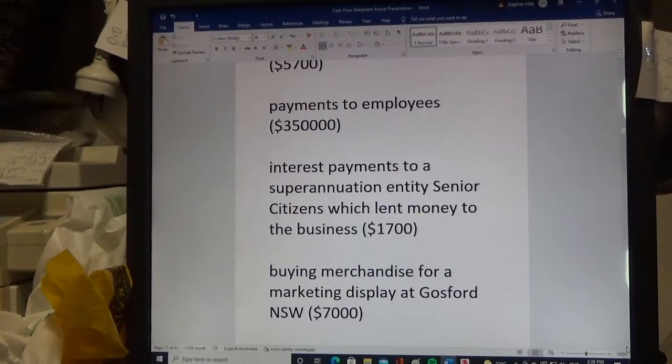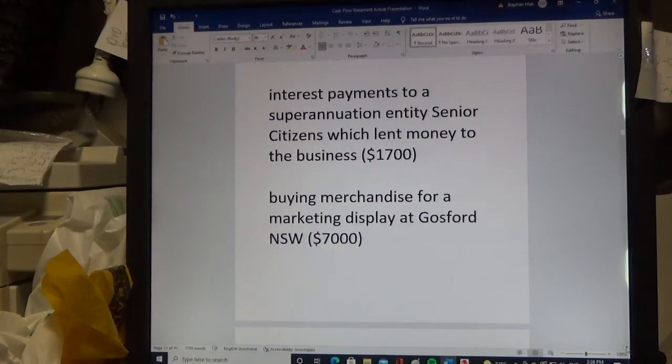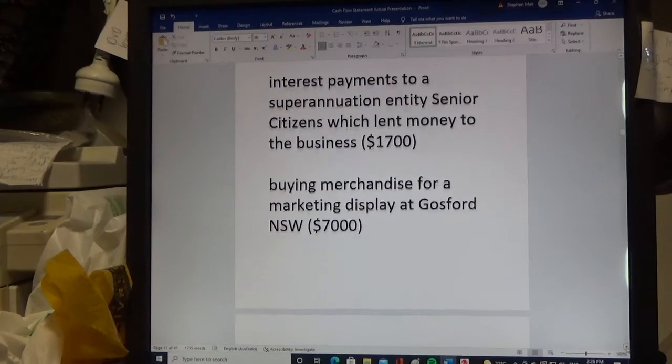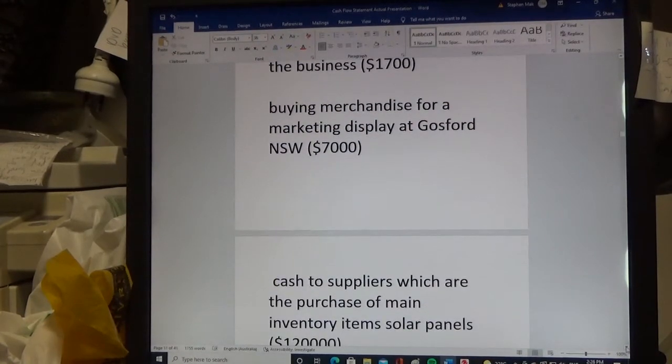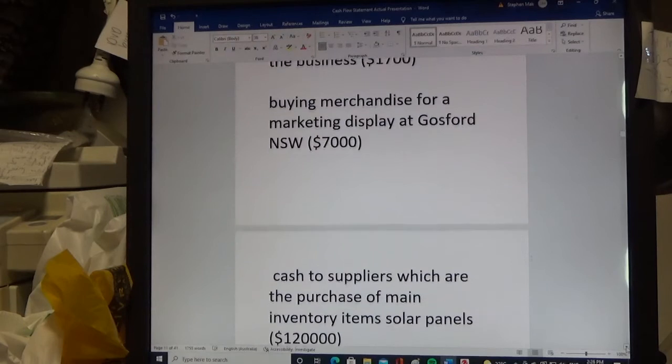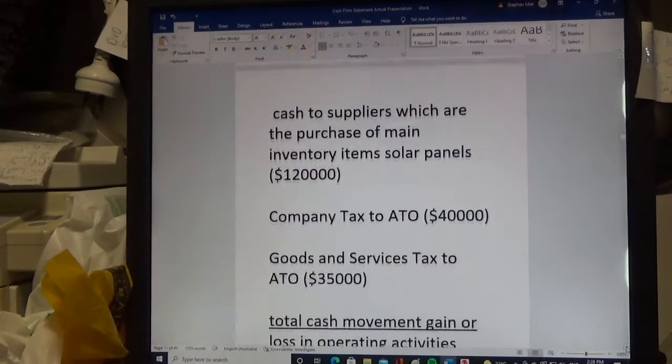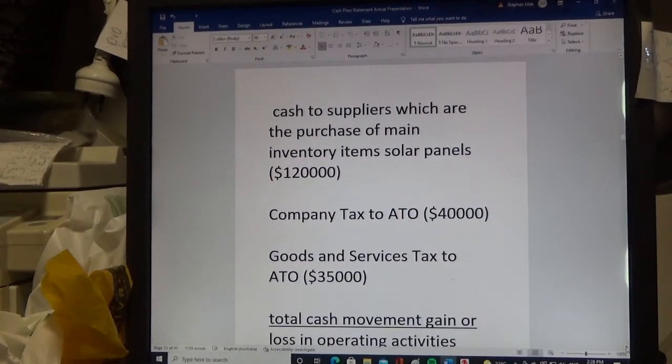Payments to their employees, $350,000. Payroll, always a big cost for firms. High salaries, a lot of employees. Interest paid to a superannuation entity, senior citizens, which lent money to the business. So they've got to pay interest to them. Buying merchandise for a marketing display at Gosford costs them that much.